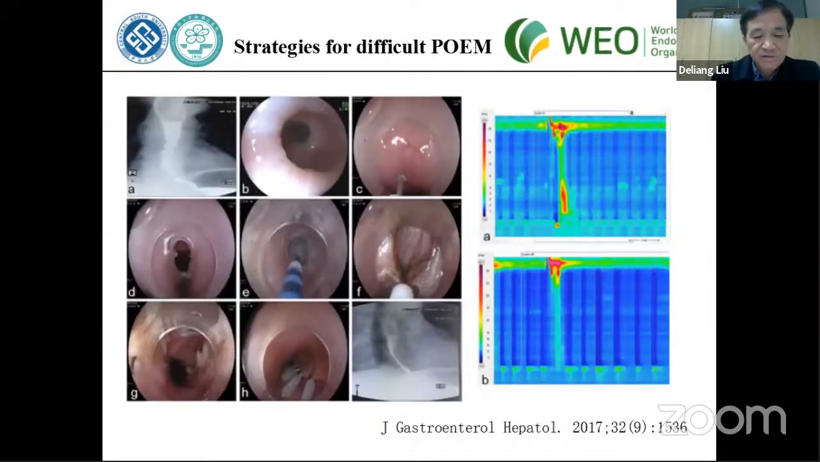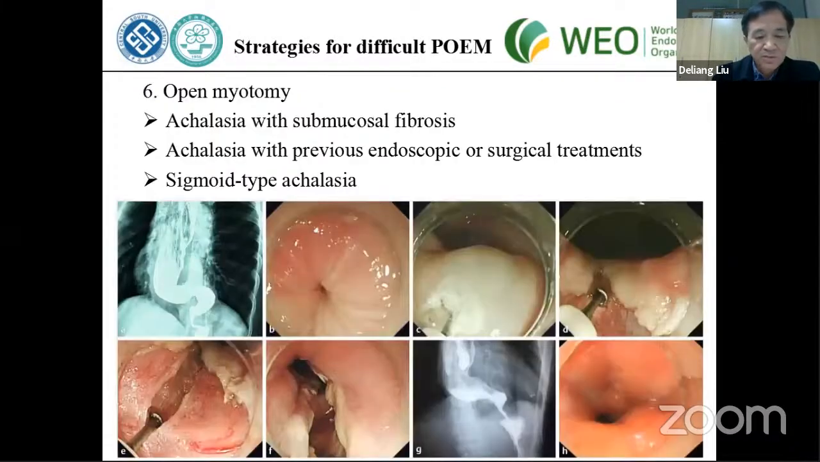This is a patient with diffuse esophageal spasm, and myotomy was performed at the upper segment of the esophagus. After the treatment, the pressure decreased to normal. Open POEM has been reported for patients with submucosal fibrosis with previous endoscopic or surgical treatments or sigmoid type achalasia. However, it is confined to case reports, and open POEM violated the primary principle of the submucosal tunnel technique. Therefore, we don't recommend it.